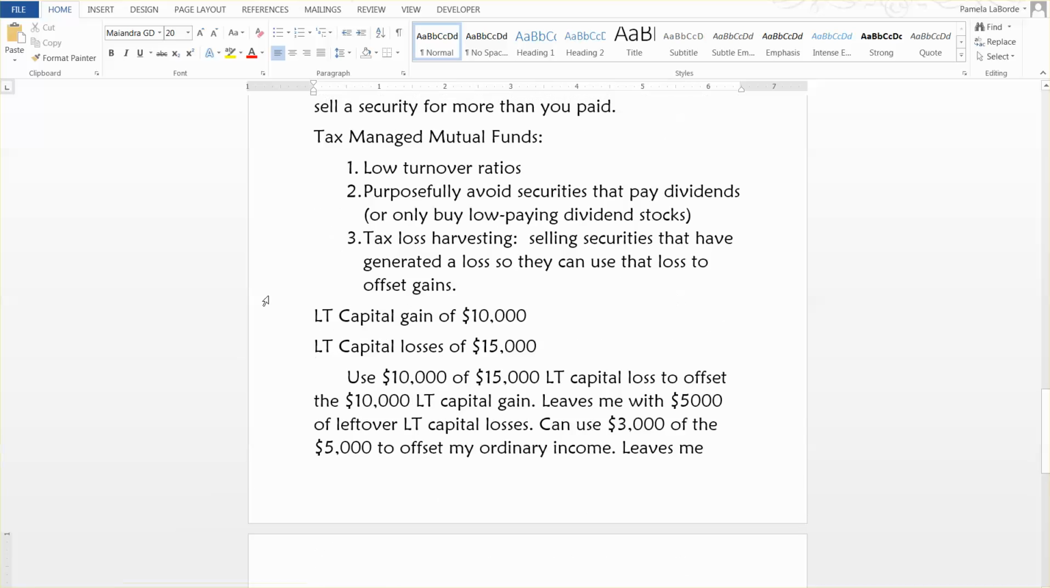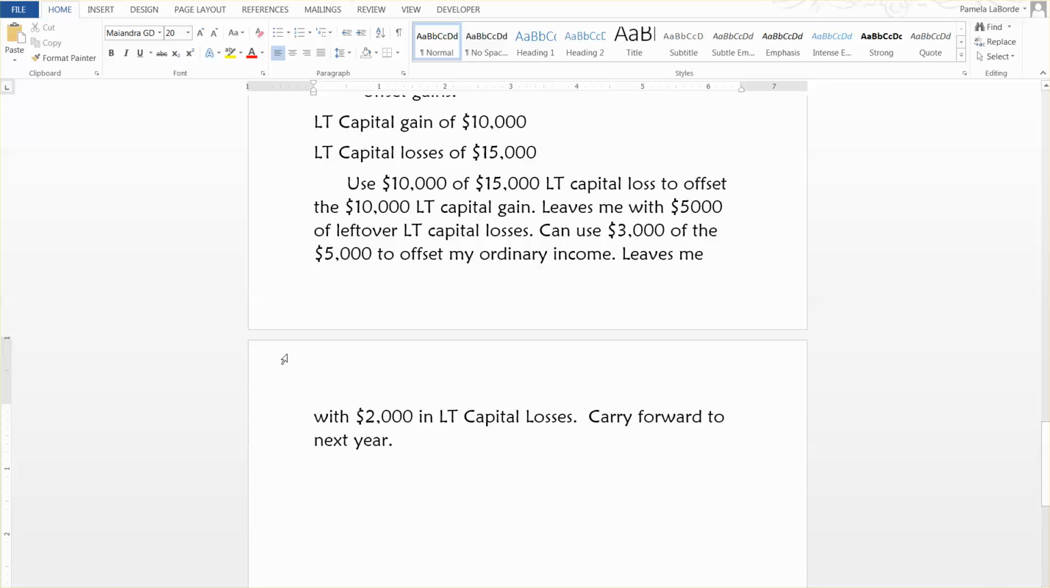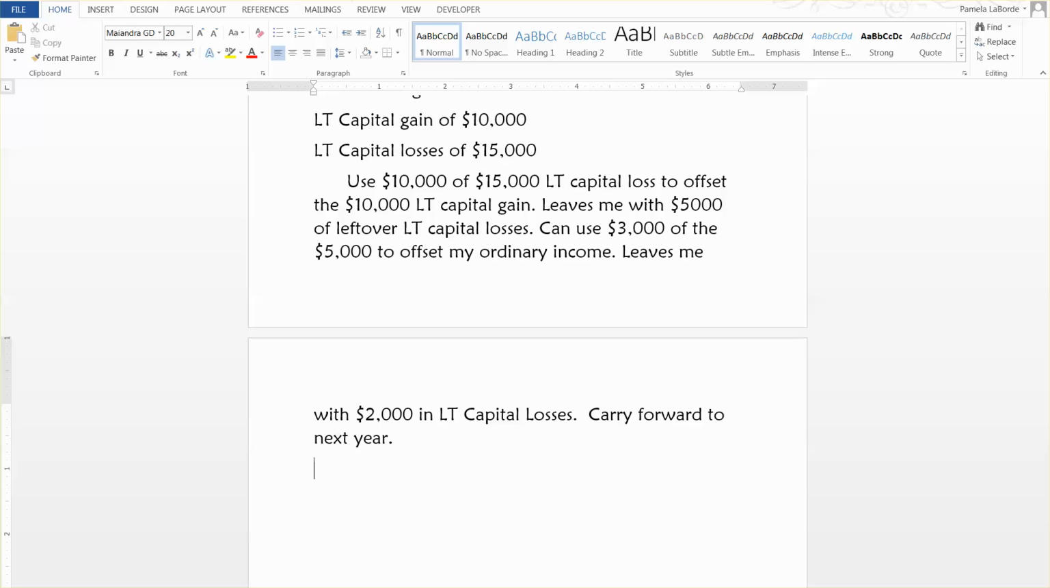All right, anyway, that was sort of a side note. So I was talking about tax loss harvesting. Now I'm on to HIFO accounting. HIFO accounting stands for highest in, first out. And it's a rule that mutual funds follow whenever they sell shares of stock.